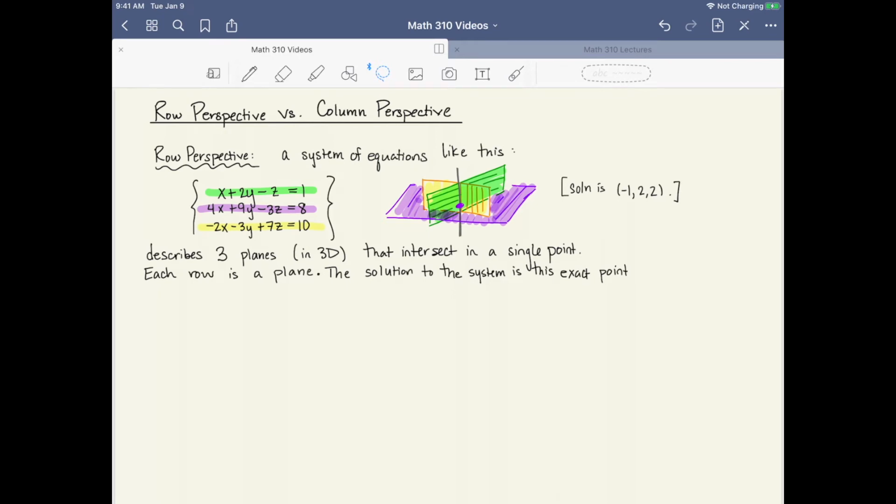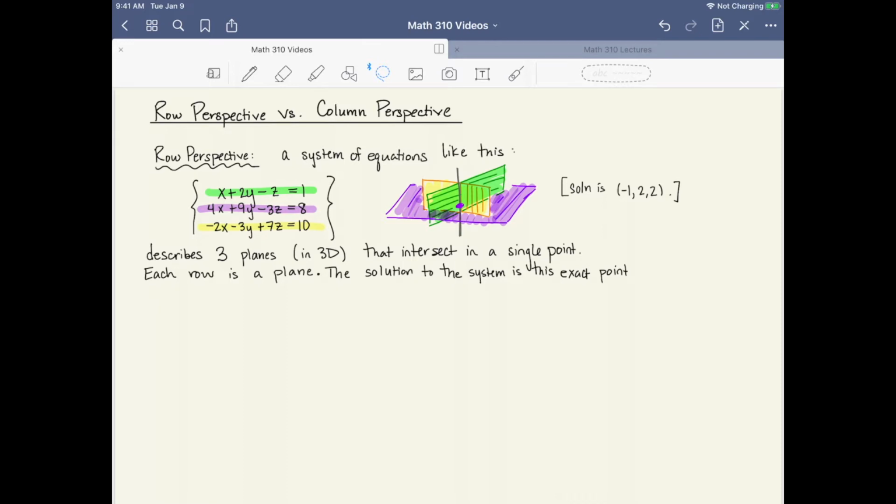The last couple of video lectures have been focused on the process of using Gaussian elimination to find a solution or a family of solutions to a system of equations. In this video, I want to think about systems of equations a bit more abstractly, and I want to discuss different perspectives, what are sometimes called the row perspective and the column perspective, how we should think about solving a system of equations and what that solution means.